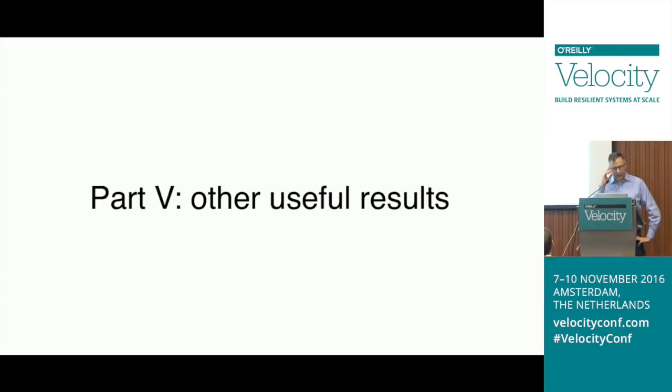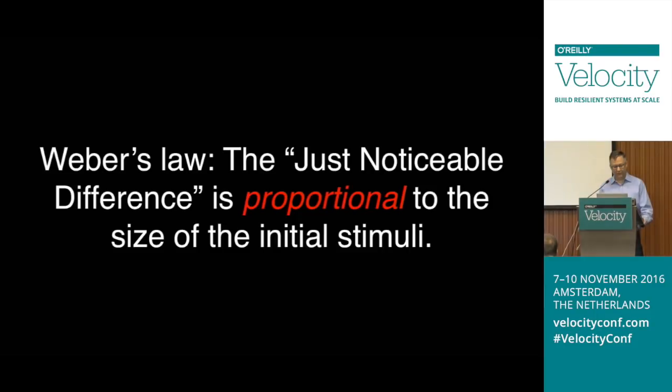So talking about grid lines brings me to part 5. This is actually my favorite part, so I'm glad you stayed to the end. In this part, I want to review a few more useful results from psychology research. And the first one, this is my favorite part, Weber's law, which says that the just noticeable difference, the smallest difference that you can detect between two things, is proportional to the size or the intensity of those two things.